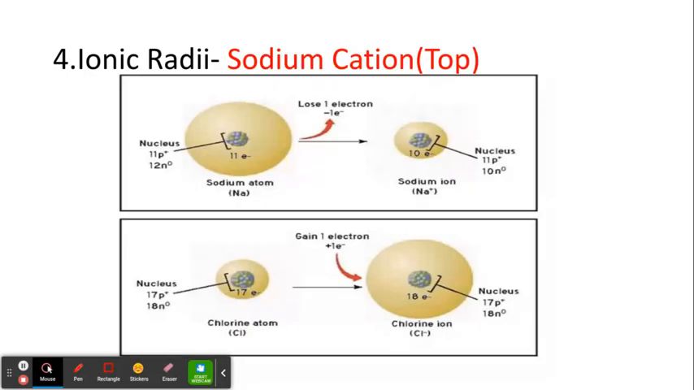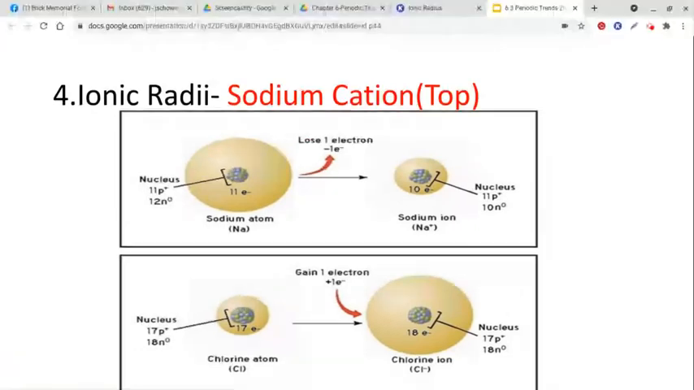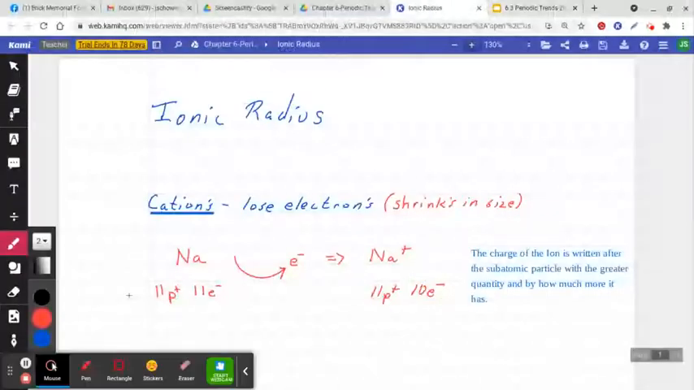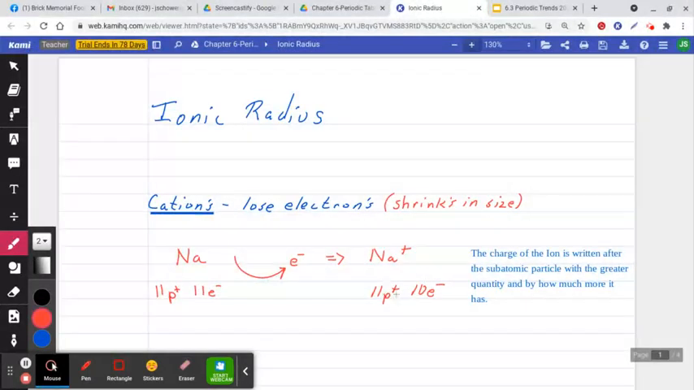Now, here we have an example. We have sodium. Sodium, when it loses one electron, the cloud actually gets smaller. All right. So I have a little drawing here. Let's check it out. So sodium, it starts out with 11 protons, 11 electrons. When it loses one electron, the number of electrons count goes down to 10. Therefore, it has one extra positive charge. And we note that with a positive sign right there. Okay? So cations lose electrons, therefore it shrinks in size. It's an important correlation.